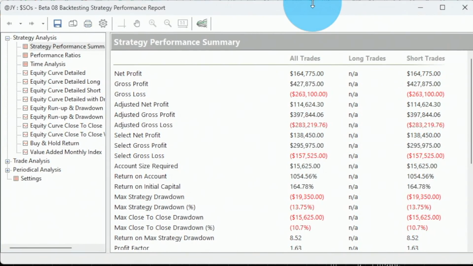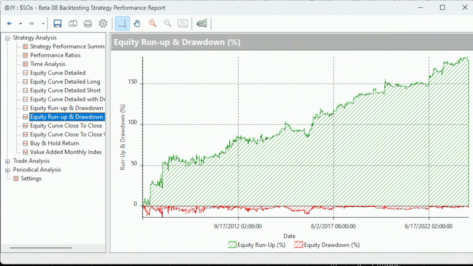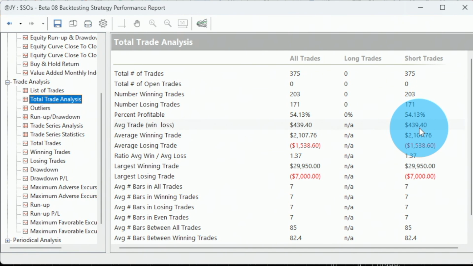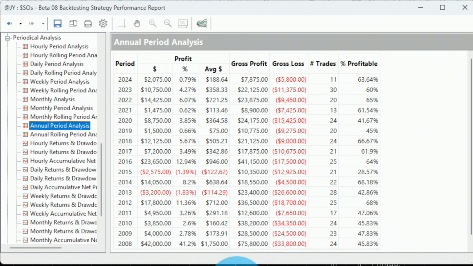And the result of this strategy is 164 with an 8.5 return to drawdown ratio. This is how the curve looks like. And we're making about $440 on average on the short side. In the annual period analysis, we have 2 losing years.